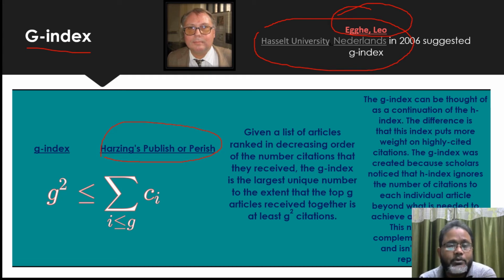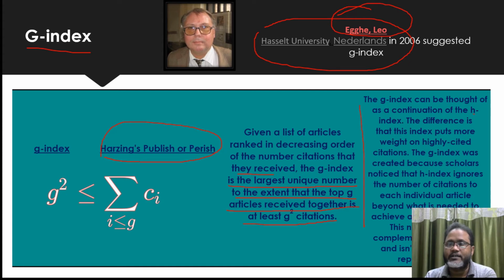computes your productivity, impact factor, and all other things by taking the source as Google Scholar, given the list of articles ranked in descending order of the number of citations they received. The G index is the largest unique number such that the top G articles received together at least G squared citations. The G index can be thought of as a continuation of the H index.